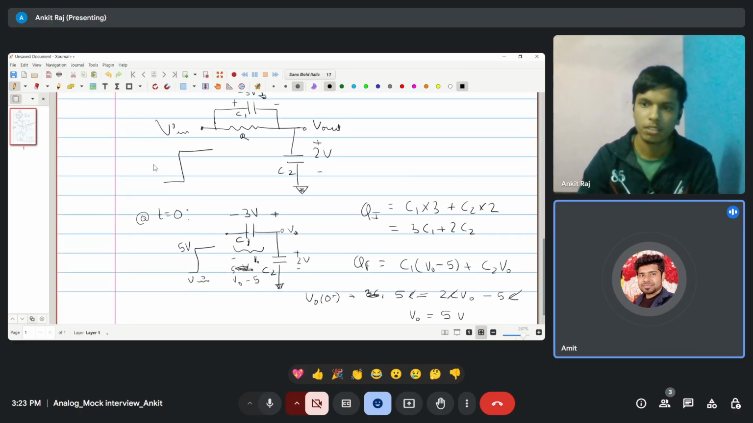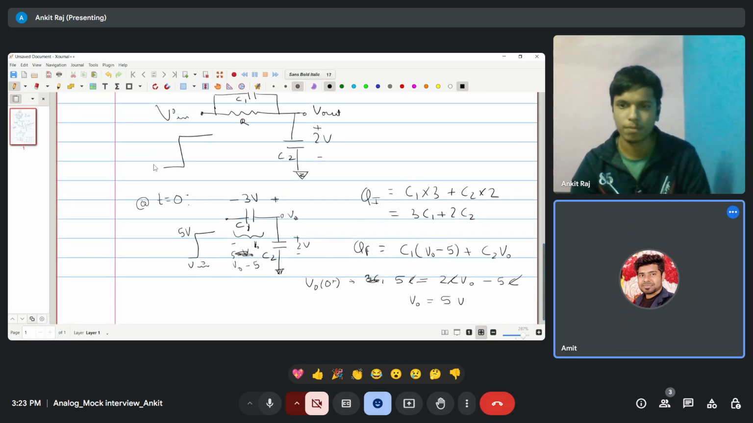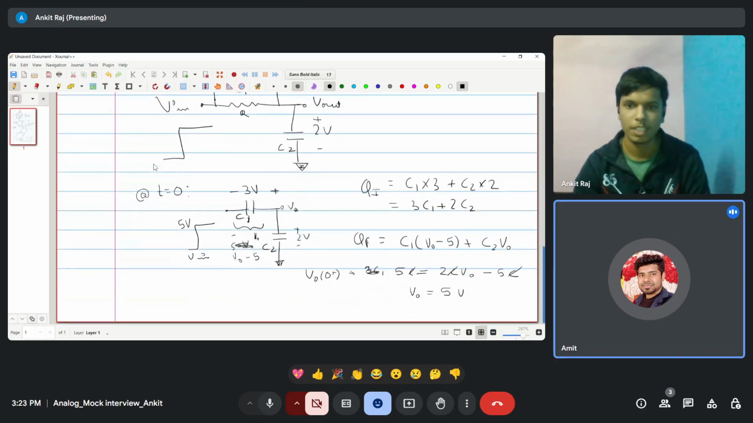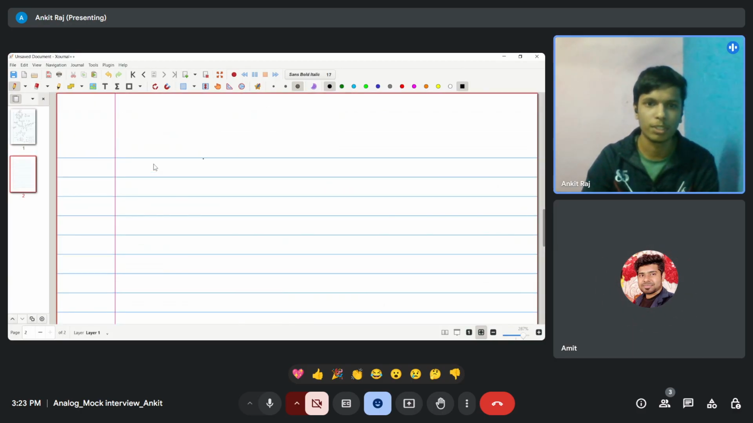Now let me check the mathematical things. 5C equals 2V naught C minus 5C. Okay, this is fine. So you can draw the waveform first, or you can do the steady state calculation. Then you can draw the full complete waveform. Okay sir.